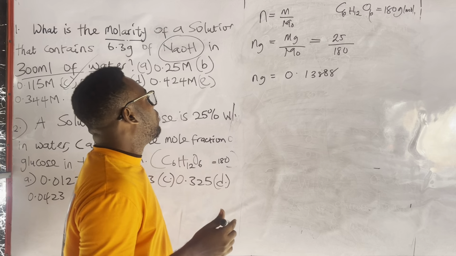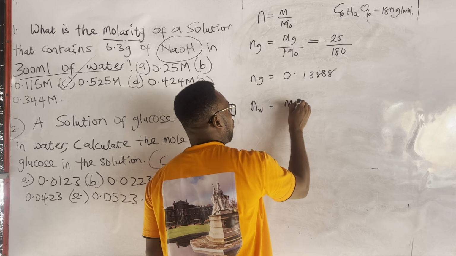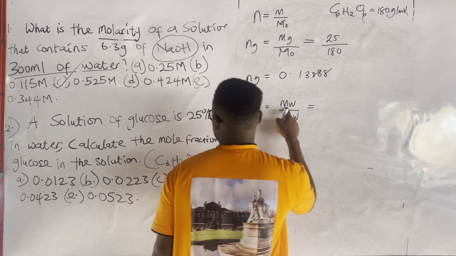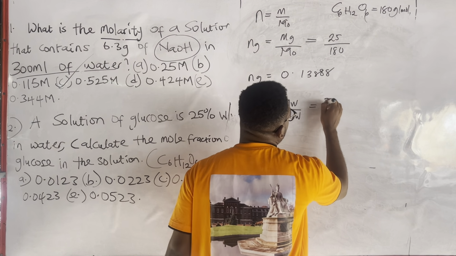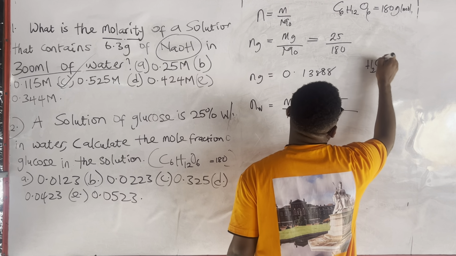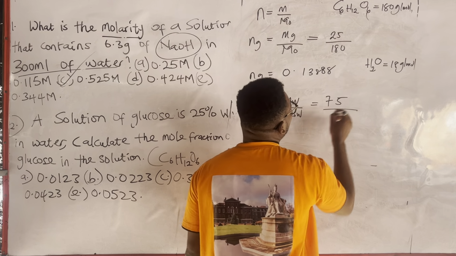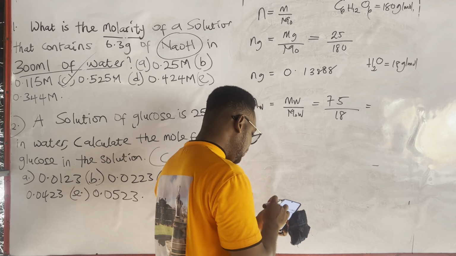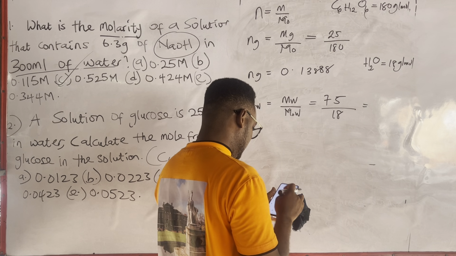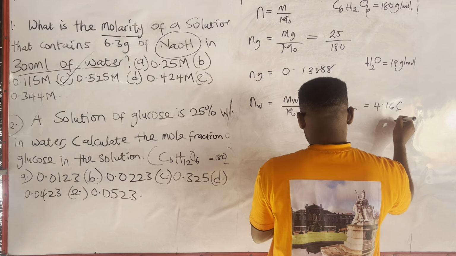Now, what about the number of mole of water? Number of mole of water will be equal to mass of water divided by molar mass of water. From our interpretation, it is going to be 75 grams. Divide by the molar mass of water. Of course, water is written as H2O. If you solve everything here, you are supposed to get 18 grams per mole. So this becomes 75 by 18, which will give us 4.1666.